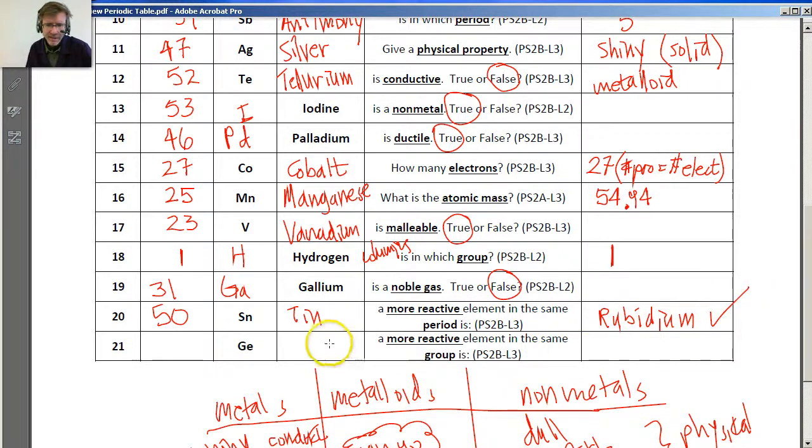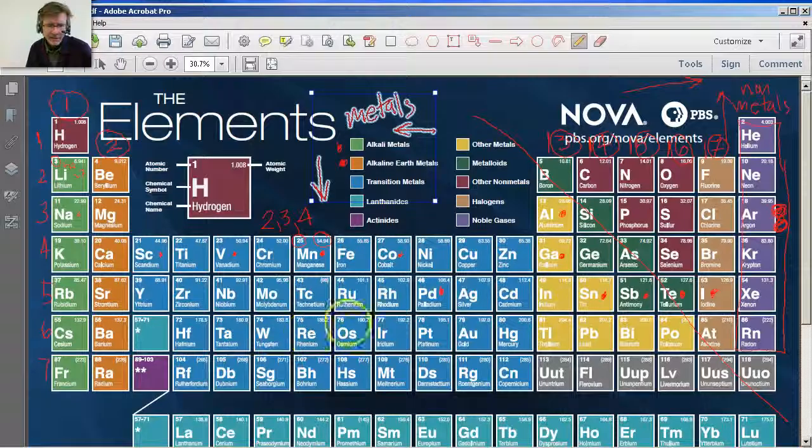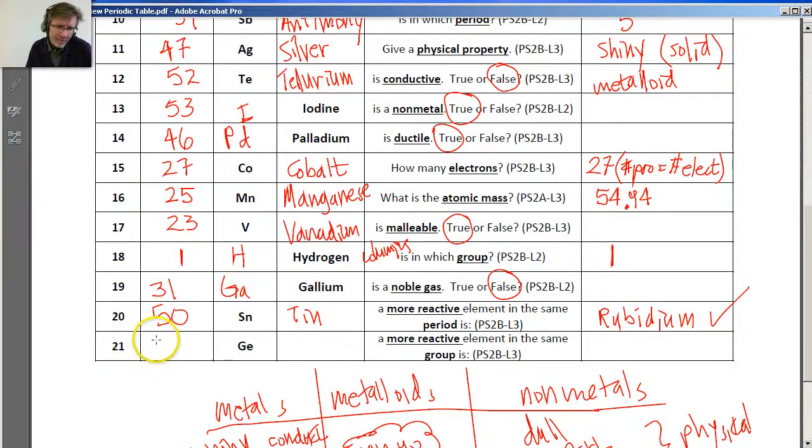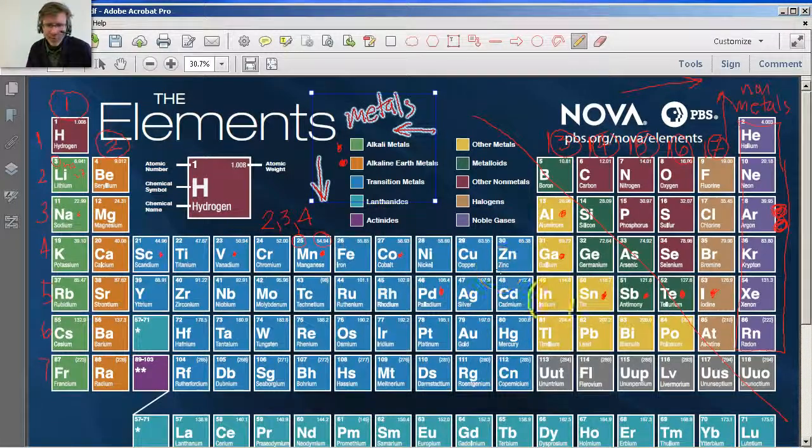Alright? And then Ge, last one, germanium. Germanium is atomic number 32. We'll write that right here, germanium. And we're wondering what's more reactive in that group. So when it comes to metals, more reactive is going to be to the left and down.